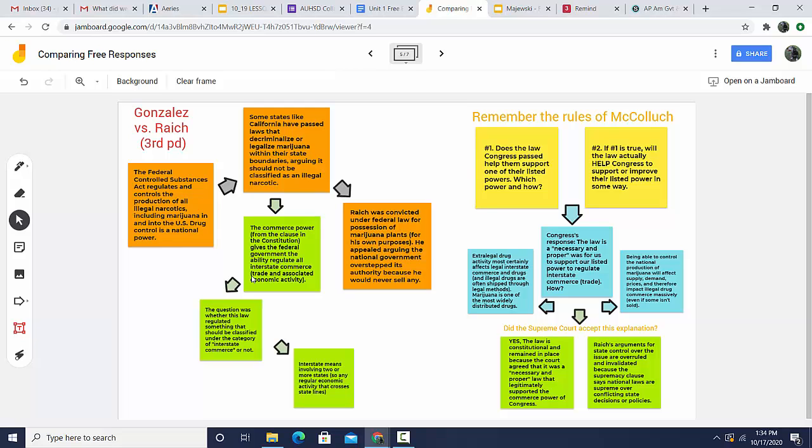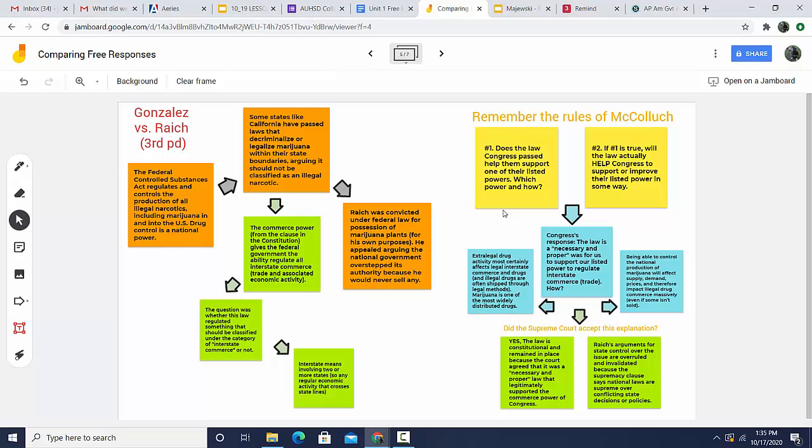All right, let's take it to the right side of the board, and let's weigh in with the McCulloch rules. So first off, Congress, you've got to prove to us the law Congress passed helps to support one of your listed powers. If so, which power and how? And then number two, does it actually support or improve that power that you have listed? Well, of course, same as in the other cases, Congress's response: the law is a necessary and proper way for us to support our listed power to regulate interstate commerce, trade.